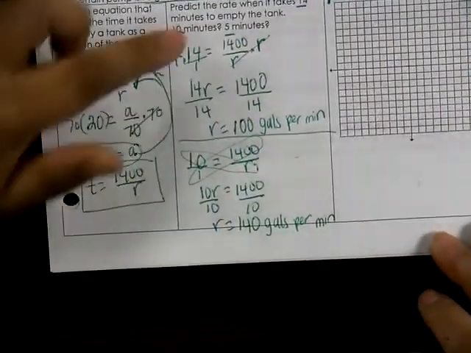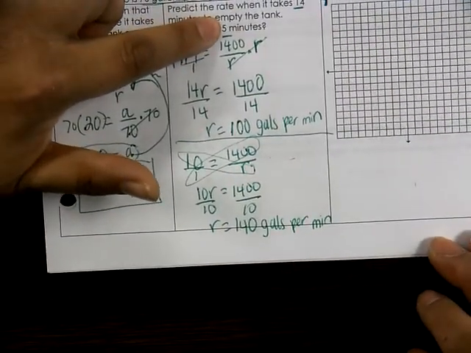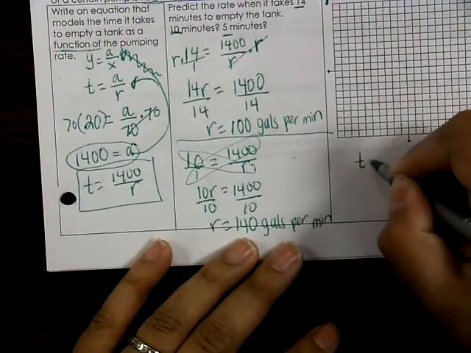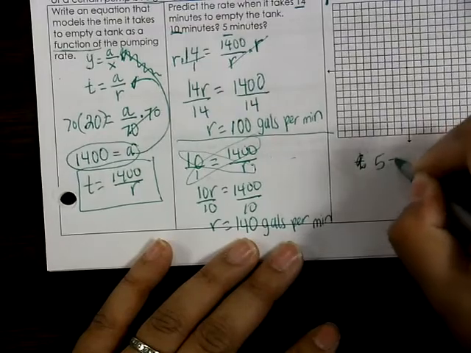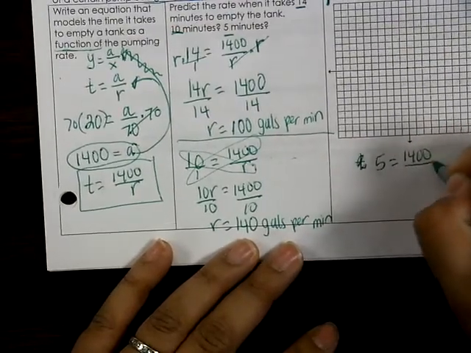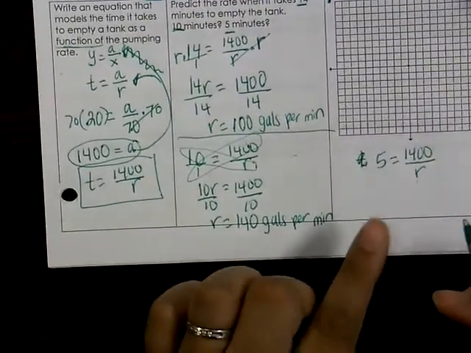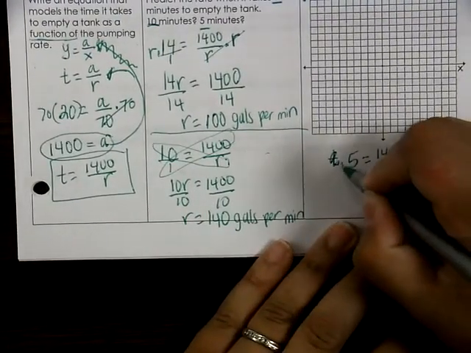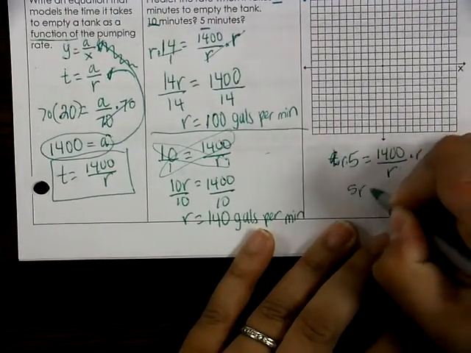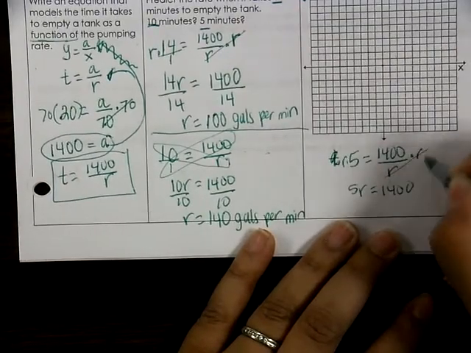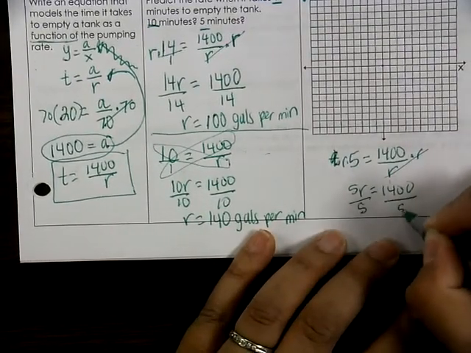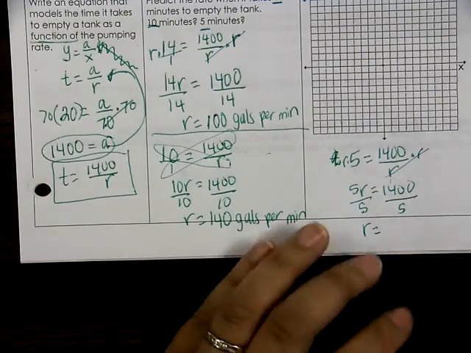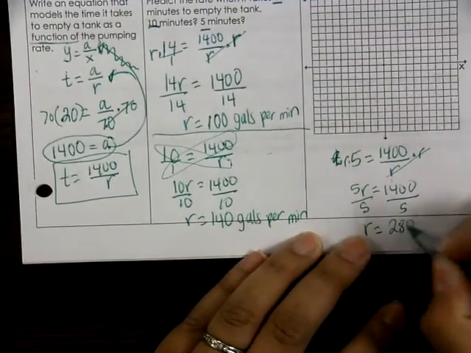Okay, and then the last one was 5 minutes. That's what we have to substitute in for T. For the last case, I'm going to put it right here. 5 equals 1400 over R. And again, either cross multiply to solve here, or multiply by R first. So you get 5R equals 1400, and then divide by 5. So we get R equals, this one was 280 gallons per minute.